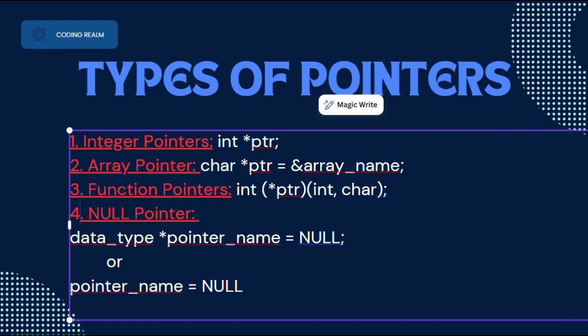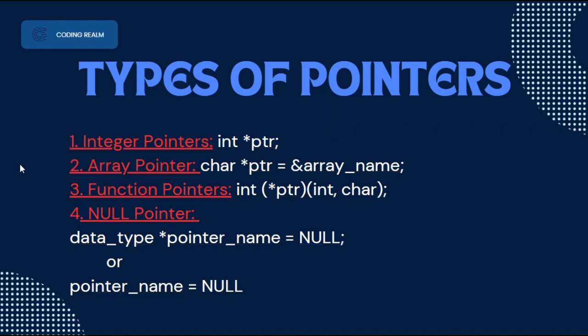The second type is the array pointer. Pointers and arrays are closely related to each other. Even the array name is the pointer to its first element. They are also known as pointers to array.